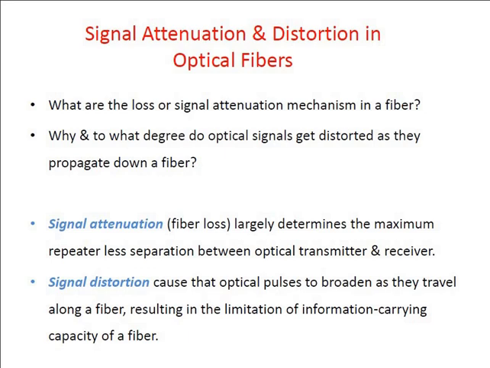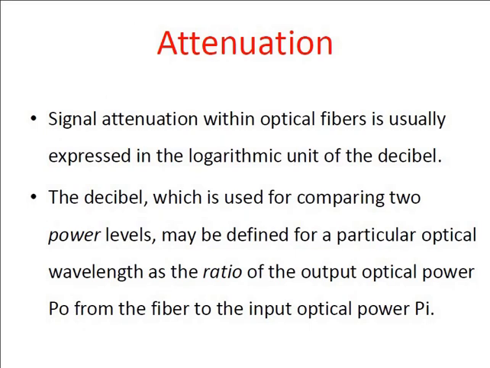Okay, so signal distortion is caused due to the optical pulses becoming broadened as they travel along the fiber. Resulting in a limitation in the information that we receive, the information that is carried along the fiber. So that's about the basics. That is signal degradation. Under signal degradation, the fiber is degraded by two mechanisms. What are the two mechanisms? The two mechanisms are signal attenuation and the other one is dispersion.